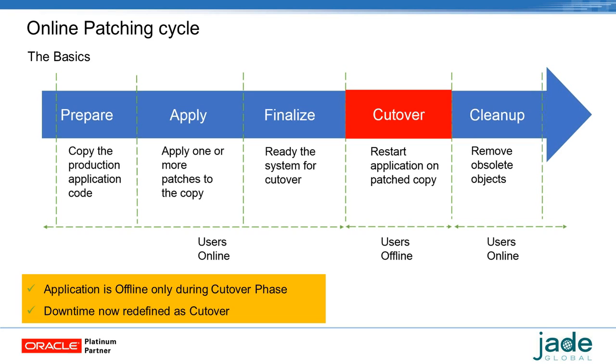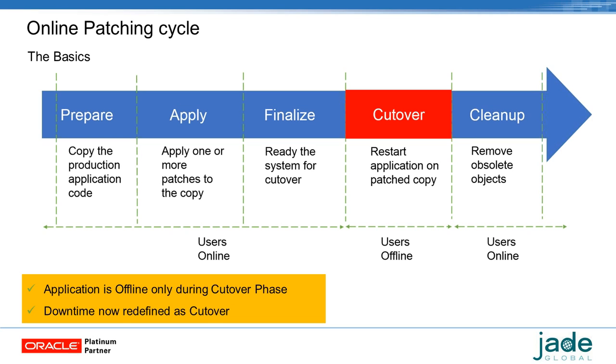The first is called prepare. During preparation, what you do is simply copy your production application code and create a new edition. In terms of database and file system, you simply synchronize to move all your running application code into the patch application code, or patch edition. Once you're done, your patch edition and your run edition are synchronized. They are exact mirror images of each other.